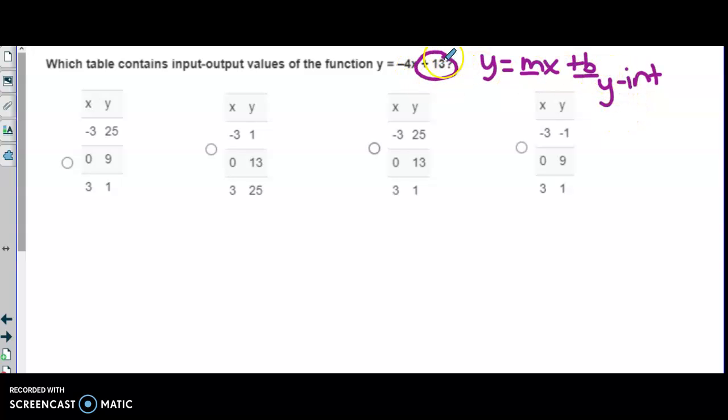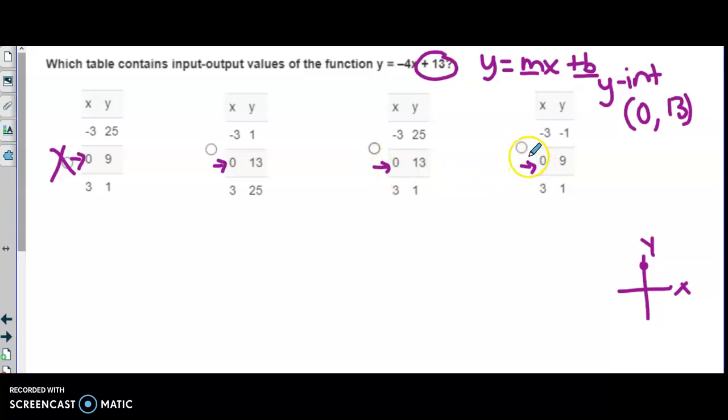If your y-intercept is 13, anytime it crosses the y-axis, you know that the x value has to be 0, because you didn't go this way x, you didn't go this way x, your x is 0. So our y-intercept would be at 0, 13. If we look for everywhere that x is 0, here it says 0, 9. I know that's not it. 0, 13, that's a possibility. 0, 13, that's a possibility. 0, 9, that is the wrong y-intercept. So we've at least narrowed it down to 2 options just by looking at that y-intercept.